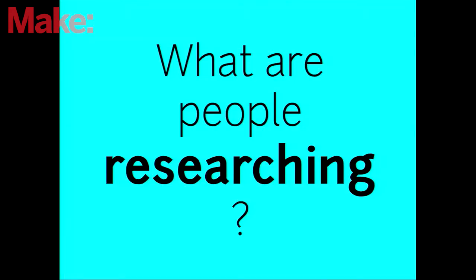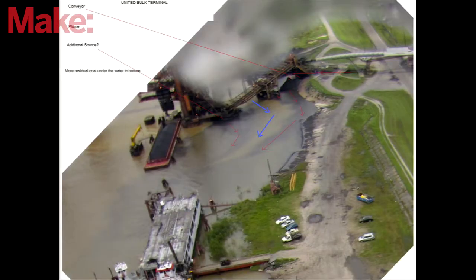So, okay, in all this framework, what are people actually researching? Coal terminals in Mississippi, dumping coal dust into the river. In this case, a local sheriff actually protected the right of someone to fly a kite from a public access bridge. And this information is now being used to go to the State Department of Environmental Quality and pursue action against this operator.